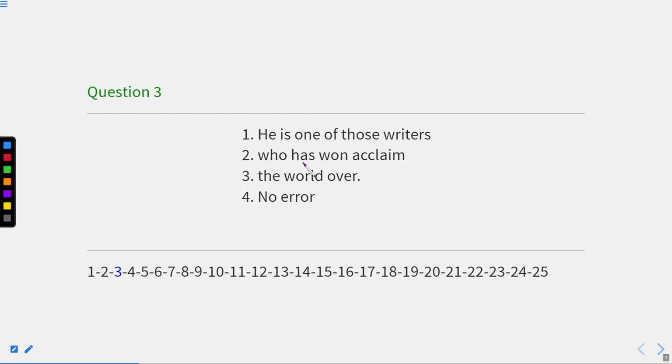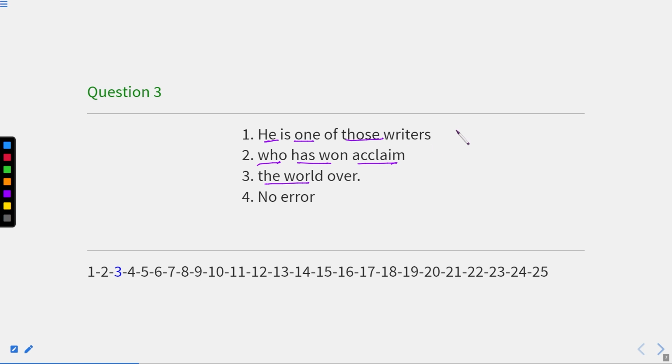Now this is question number 3. He's one of those writers who has won acclaim the world over. The most important thing is to look for the subject, because the verb obviously depends on the subject. Also, the pronoun should be used according to the nouns. If it is written "he is one of those writers", it means he belongs to the category of those writers. Which type of writers? Who has won acclaim the world over.